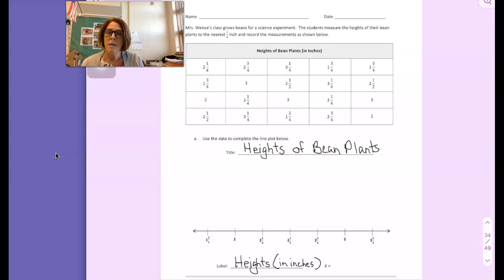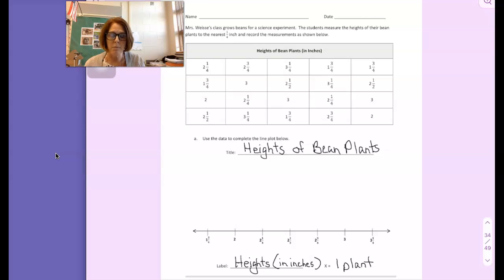And on our line plot, 1 X is going to represent what? What do you think it's going to represent? One plant. Okay? So now what we need to do is make an X to represent each of these measurements at the top.